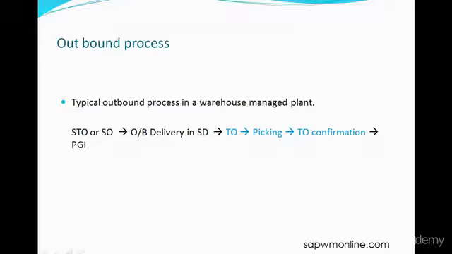After picking the transfer order, the TO needs to be confirmed. Once the transfer order is confirmed, the delivery is fully picked and then it is PGI'd. So this completes the process of an outbound delivery in a warehouse managed storage location. Let us see this in the system.